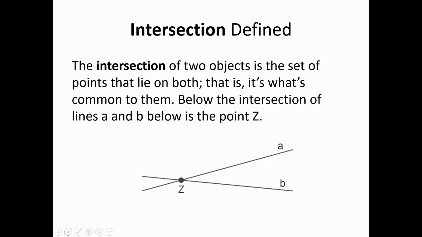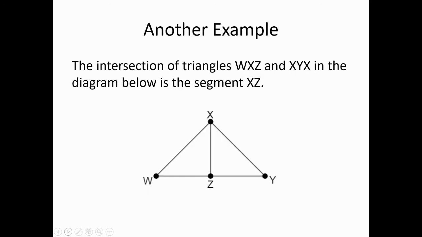Intersection. I realized it's a word that I've used already, so let's make sure that we understand what this means. The intersection of two geometrical objects is the set of points that lie on both. That is, it's what's common, or perhaps even more precisely, it's all and only those points that are parts of both. Here's an example in the diagram. I have a line A and a line B. They share the point Z in common, that is, Z is on both, so the point Z is their intersection.